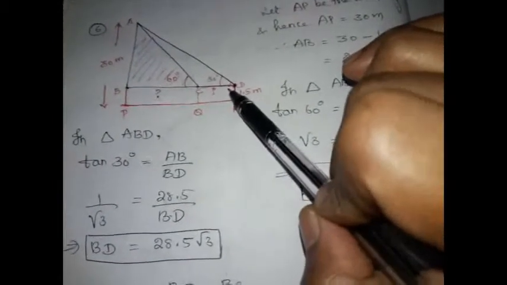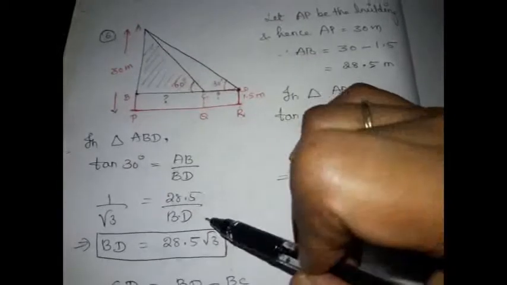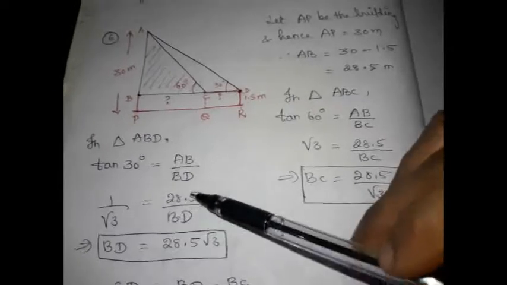So again we should go with the tan ratio only. Tan 30 is AB divided by BD. Tan 30 is 1 by root 3, which is equal to 28.5 divided by BD. So the length of BD is going to be 28.5 root 3. Now we have our BC and our BD.